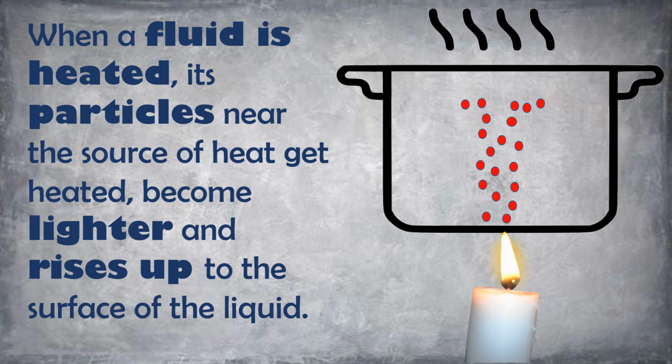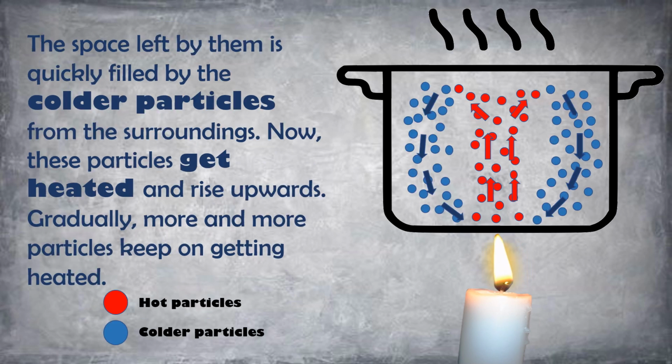When a fluid is heated, its particles near the source of heat get heated, become lighter, and rise up to the surface of the liquid. The space left by them is quickly filled by the colder particles from the surroundings. Now these particles get heated and rise upwards. Gradually, more and more particles keep on getting heated.